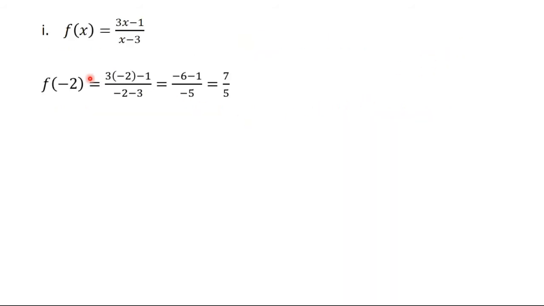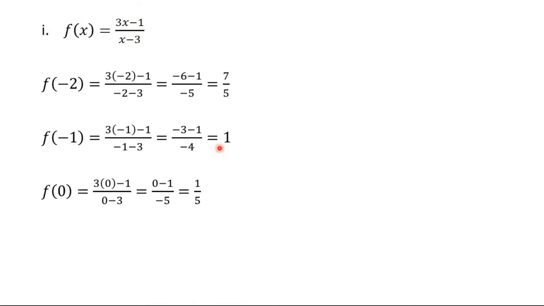So the first element is negative 2. So we find the image of negative 2. We have f of negative 2 equal to 3 into brackets minus 2 minus 1 all over minus 2 minus 3. This will give us minus 6 minus 1 divided by minus 5. Then we have 7 over 5. We find the image of the next element, which is minus 1, and that is going to give us 3 into brackets minus 1 minus 1 all over minus 1 minus 3, which is equal to minus 3 minus 1 over minus 4. Minus 3 minus 1 will give us minus 4. So minus 4 over minus 4 will give us 1. You find the image of the next element, which is 0.